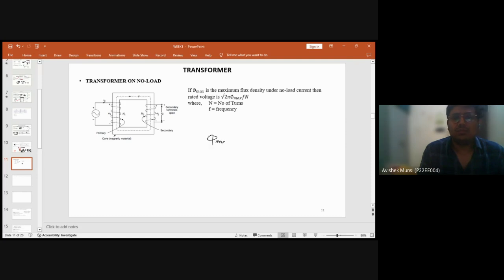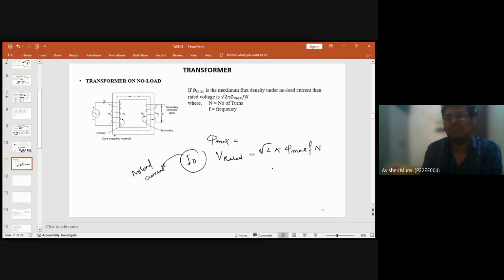So whenever it is in no load, if we have maximum magnetic flux density phi max, then the rated voltage that will be produced under the no load current I naught, suppose I naught is the no load current flowing through it, then obviously there will be a voltage developed, and that rated voltage should equal root 2 pi phi max f into N, where f is the line frequency, basically 50 or 60 hertz, N is the number of turns, and phi max is the maximum flux. And root 2 pi is the constant. Okay, we'll see.